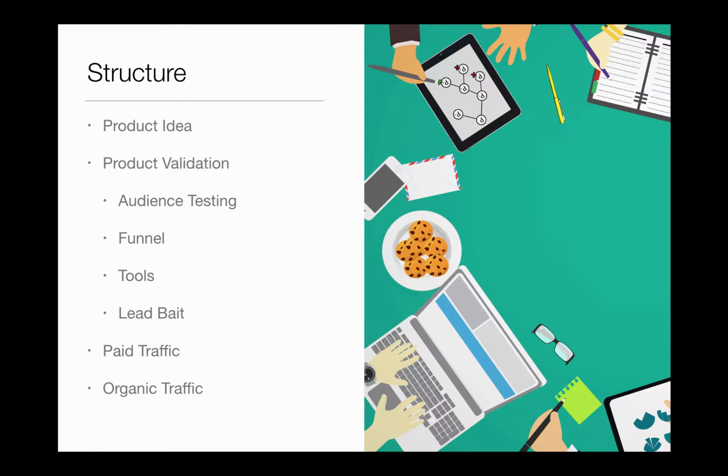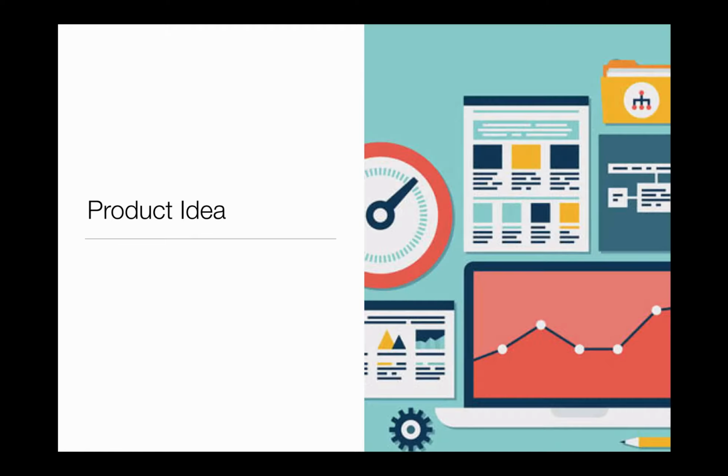So, today we're going to structure it starting off with how you find a product idea to pursue, and then we're going into the product validation series using test audiences, creating a funnel, what tools to use, and then also rewards for getting feedback. Once we've got the product, we've validated it, and we want to start driving some traffic, I'll go through the paid traffic and the organic traffic methods that we've used before.